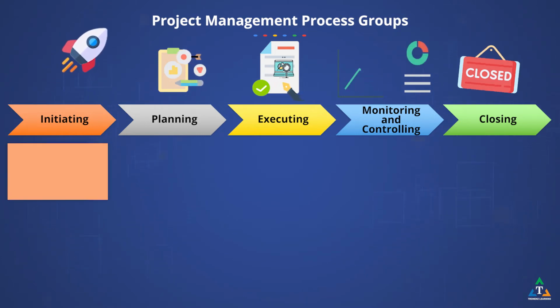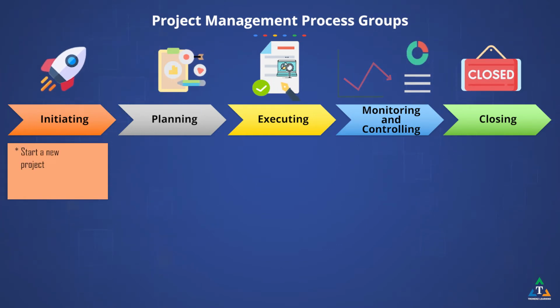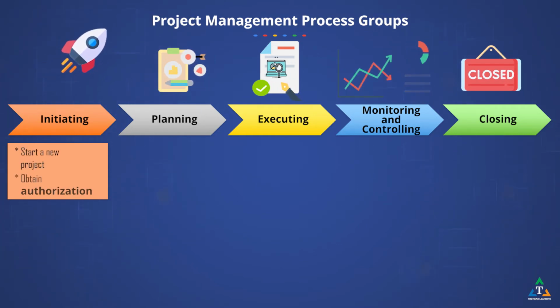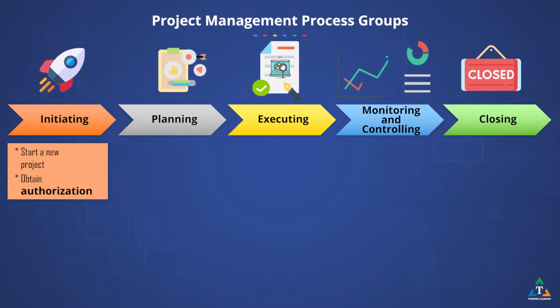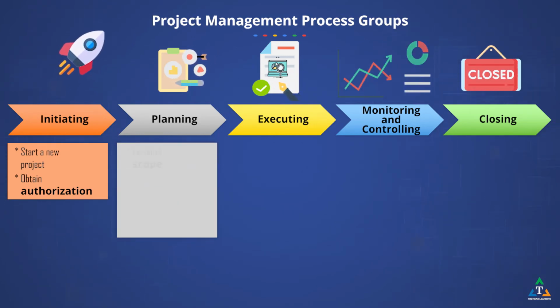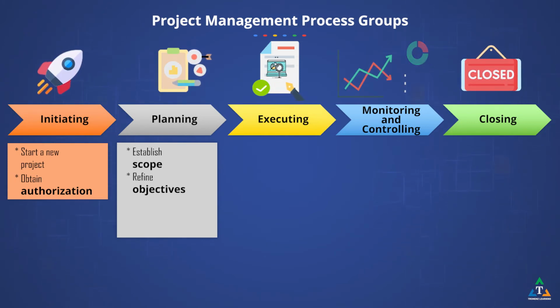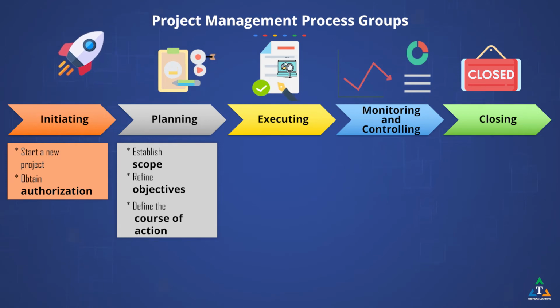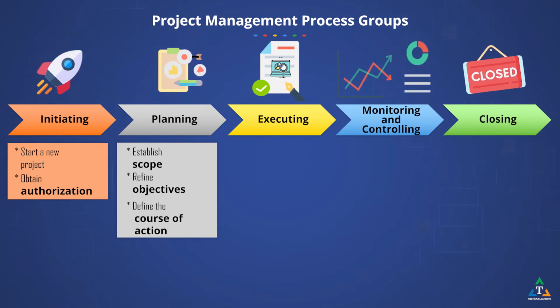Initiating processes are performed to define a new project or a new phase of an existing project by obtaining authorization to start the project or phase. Planning processes are required to establish the scope of the project, refine the objectives, and define the course of action required to attain the objectives that the project was undertaken to achieve.